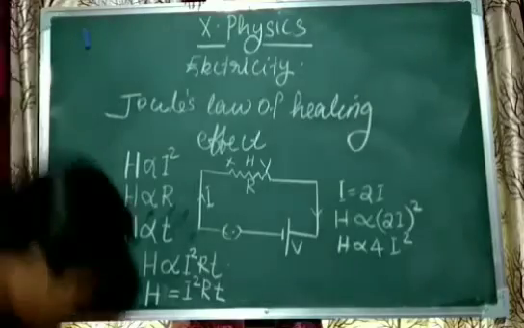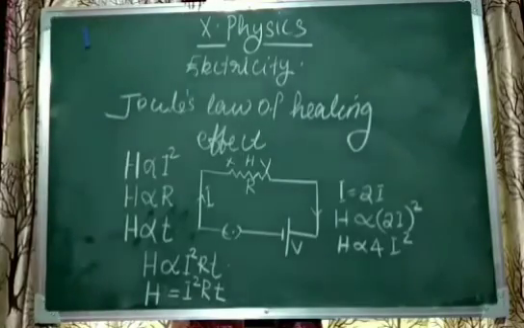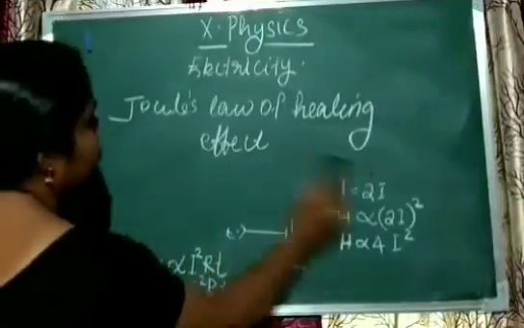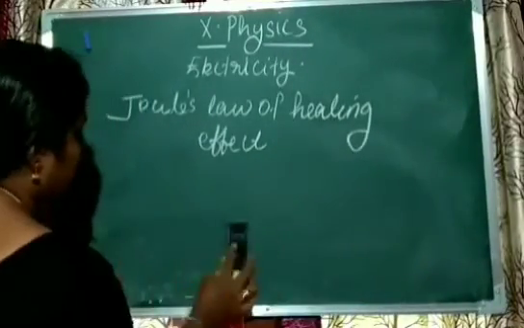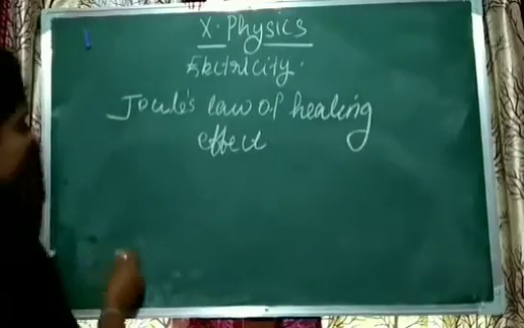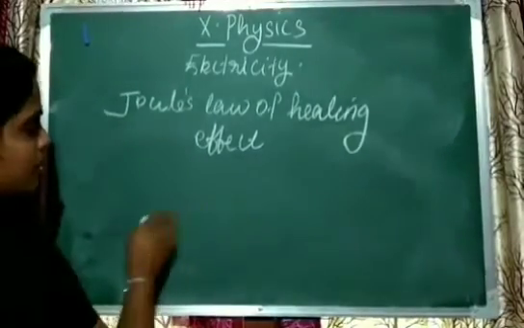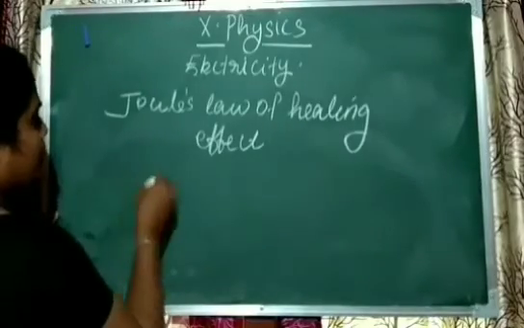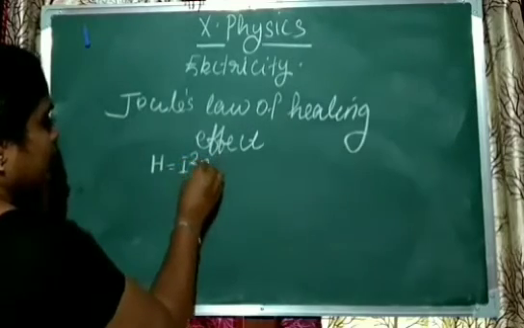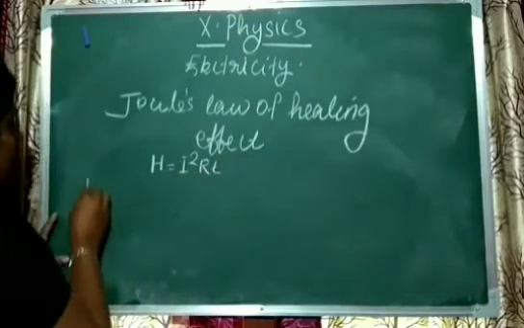Then next we can apply Ohm's law in this Joule's law. So we can change this equation by using Ohm's law. We know that H is equal to I square RT.